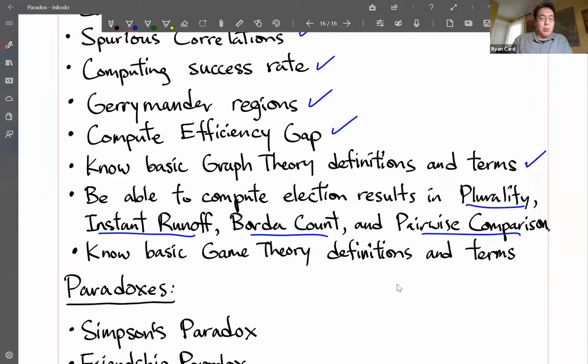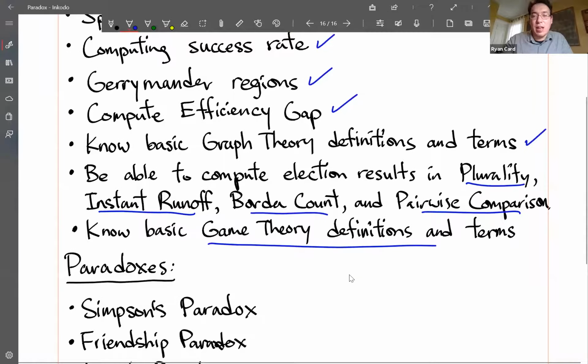You should know about some basic game theory definitions and terms and what it's about. It's not about Animal Crossing or Call of Duty, right? So what is game theory actually about? And some terms associated with it, like Nash equilibrium, you should be able to define it. You should also be able to define tit for tat strategy. We discussed that in the video as well.